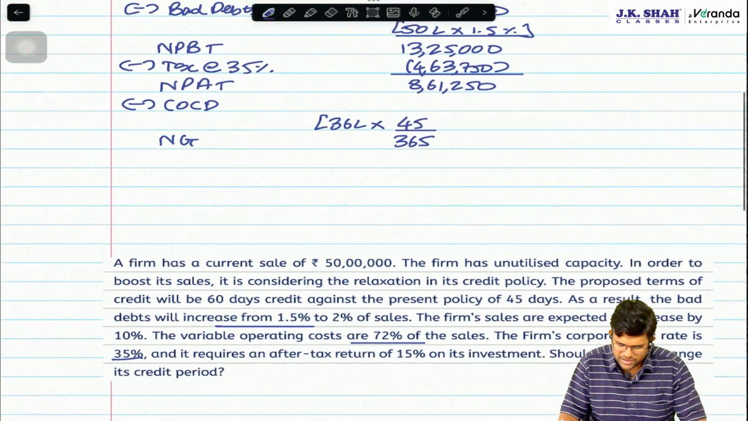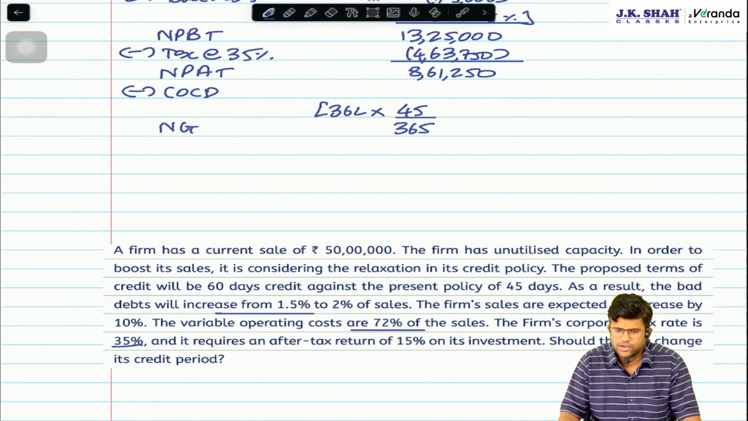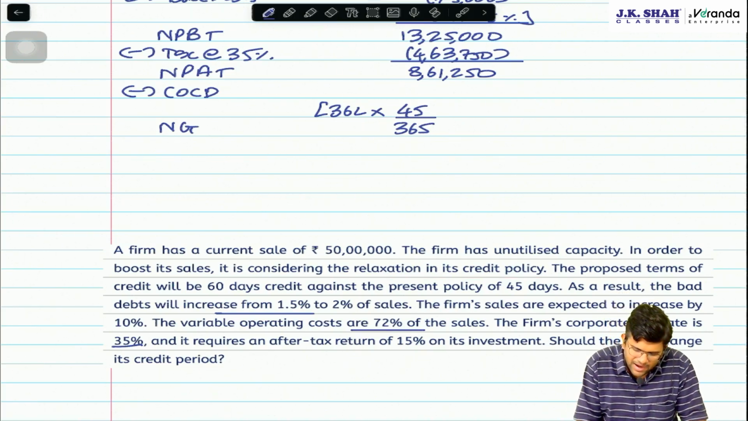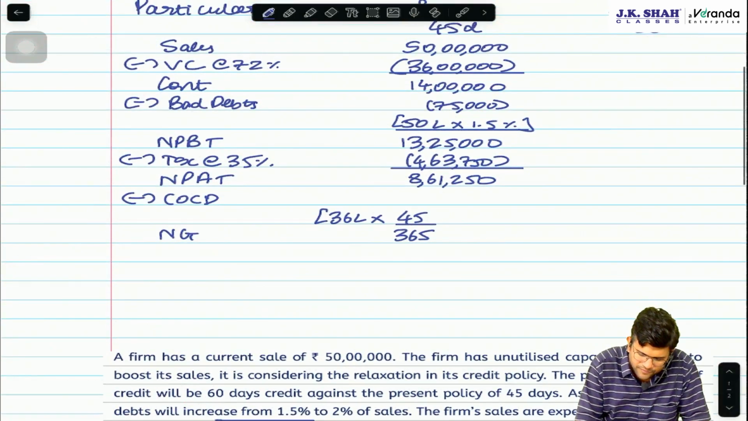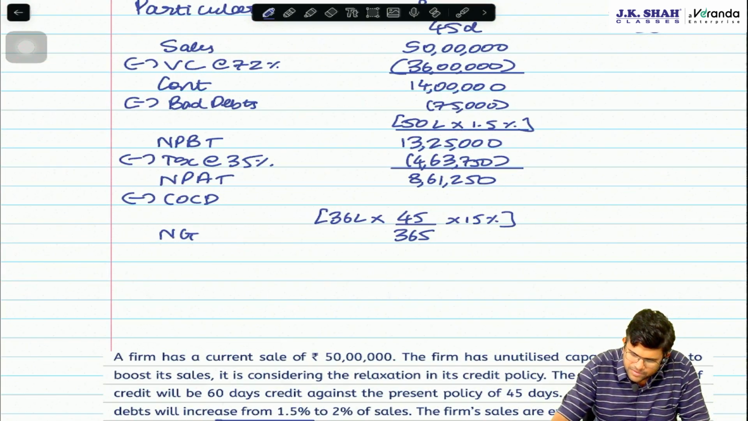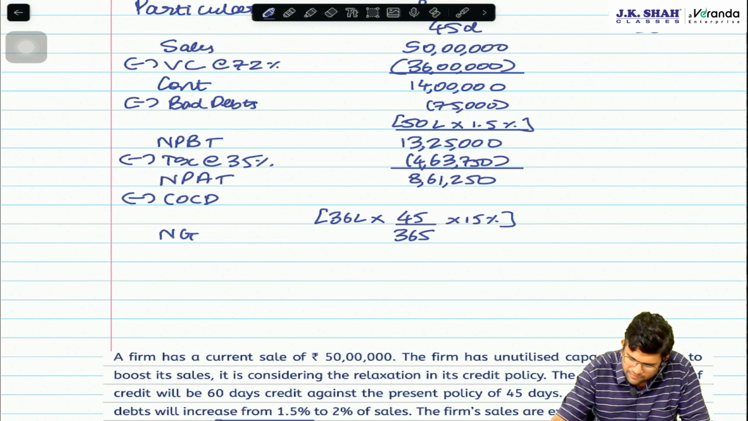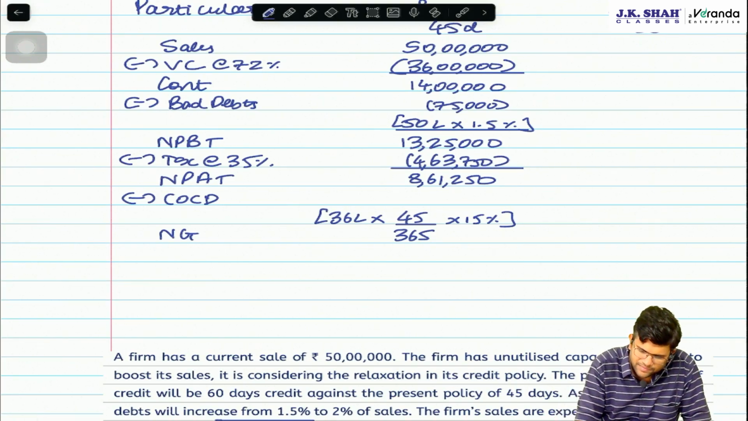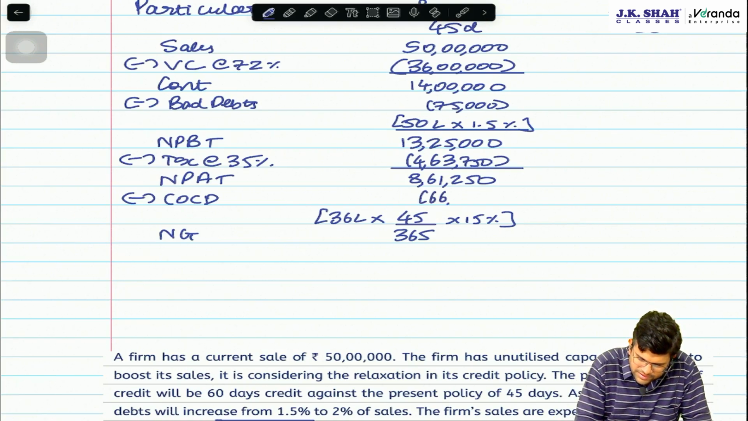They have not mentioned anything about taking 1 year as 360 or anything, so we are taking 365, and the opportunity cost, as you know, is 15%. So I'll write here into 15%. So on the calculator, 36 lakh into 45 divided by 365 into 0.15, and that comes to 66,575, and with that we get the net gain.